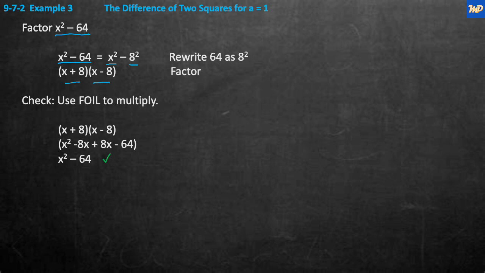And if we want to check ourselves, we can take the x plus 8 times the x minus 8. We can do x times x is x squared. We can do x times minus 8 is equal to minus 8x. And 8 times x is plus 8x. And the two cancel each other. Here's minus 8x and plus 8x, they cancel. And then 8 times negative 8 is negative 64. And we're back to our original problem.